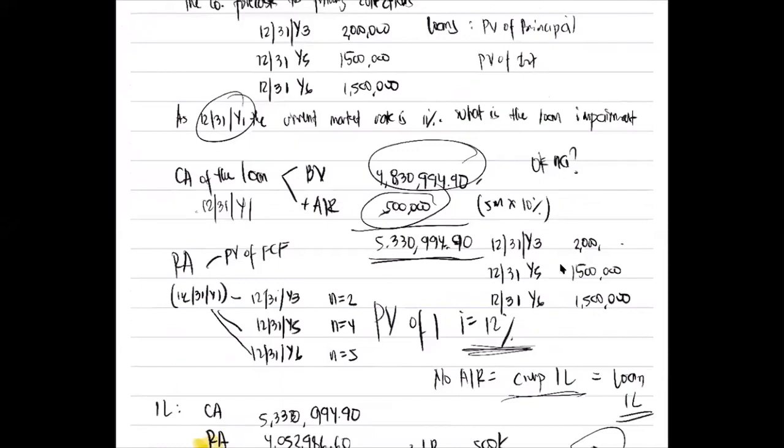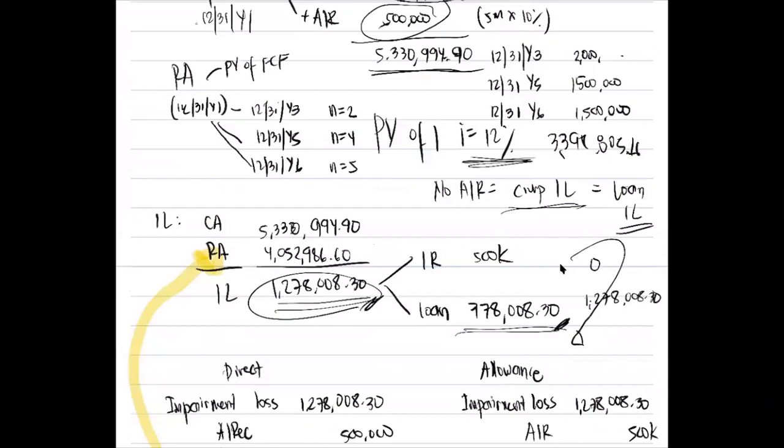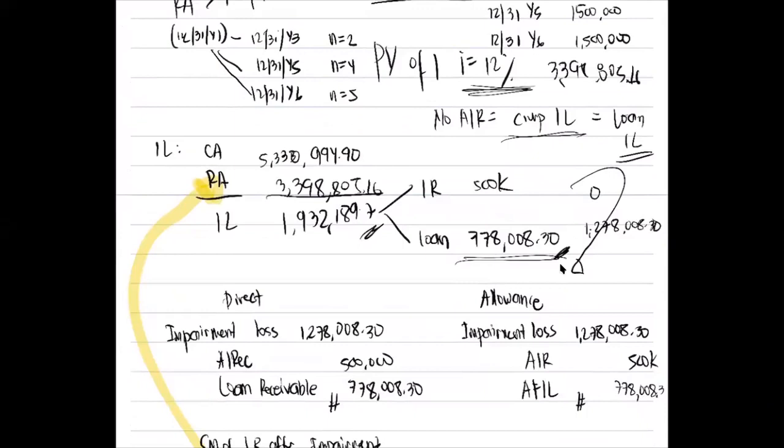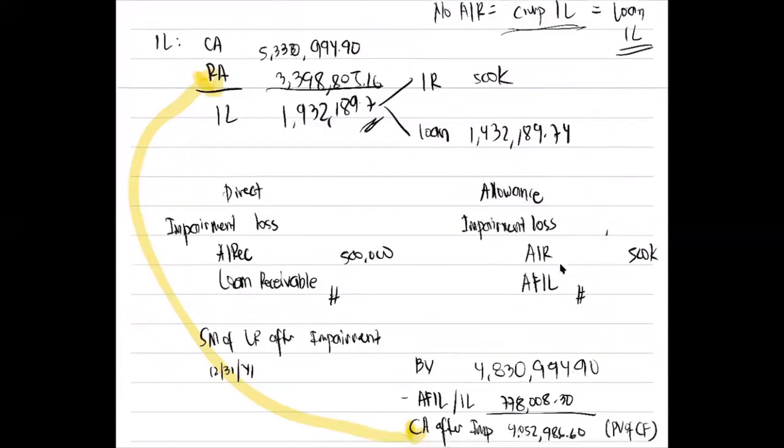This is 3,398,805.16. Sir, kaya nagpapanik ulit kami dito eh, paano nakuha yung 4 million. Okay. 1,932,189.74 less 500,000. This will give us 1,432,189.74. Okay? So, we will just change the amounts of our entry.